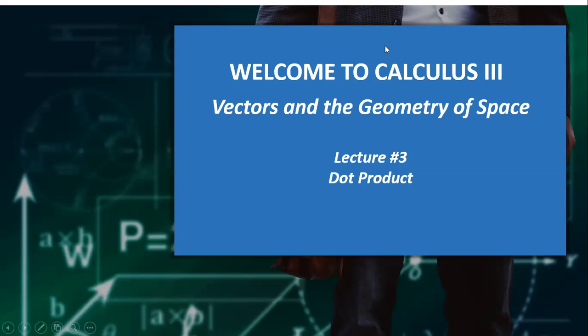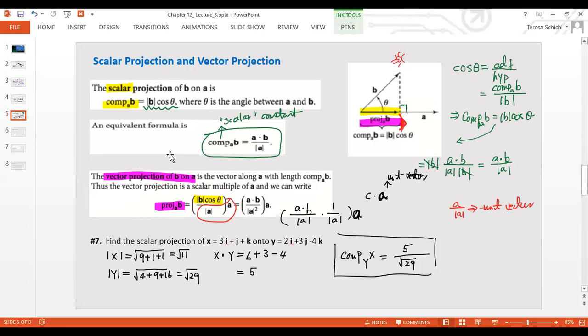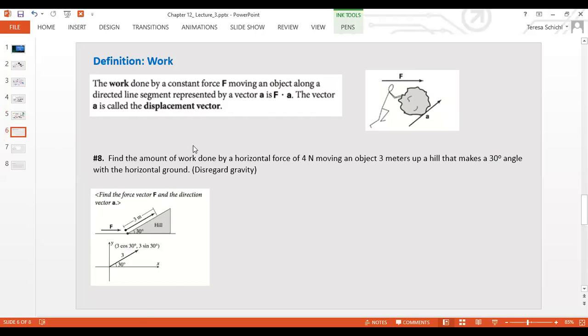Now for the second video, we're going to take a look at one of the applications in physics. We call this work. How do we define the work, and how do we use the dot product to do that? Let me go to our worksheets. From the previous video, we stopped here, talking about the scalar projection and vector projections. Now let's take a look at the work.